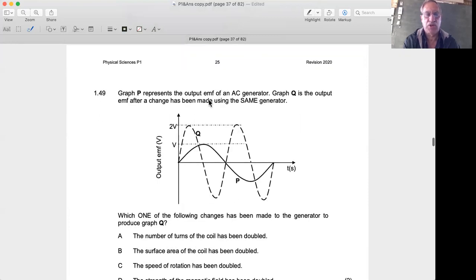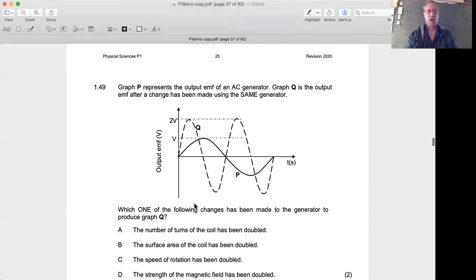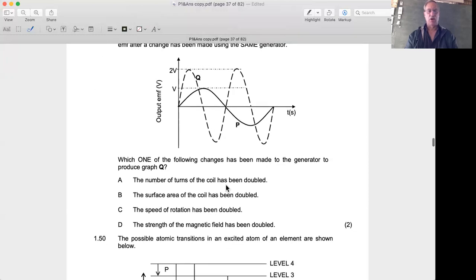Graph P represents the output EMF of an AC generator. Graph Q is the output EMF after a change has been made using the same generator. Okay, so you see what's happening. It's going faster with Q and it's creating a higher voltage. No, the coil, the surface area, no, the speed of rotation has been doubled. Yeah, so you've squashed 2 waves into the same, so that's the answer there.